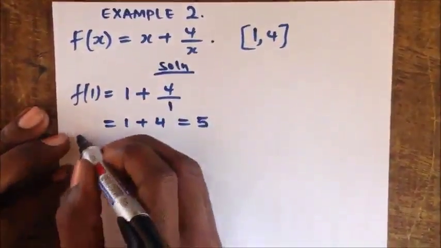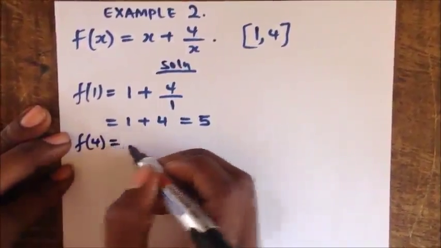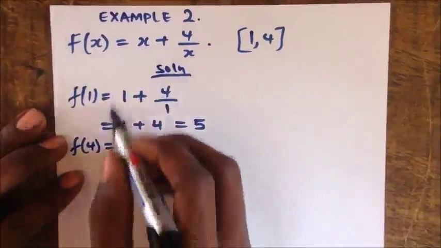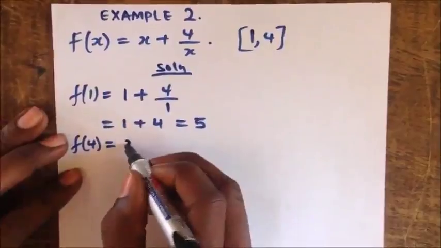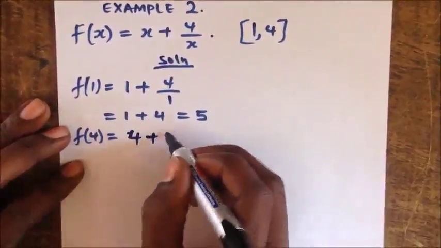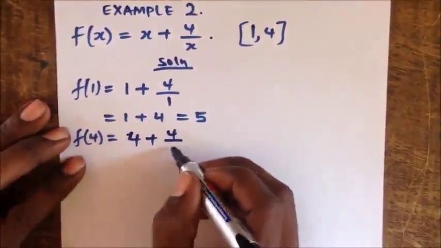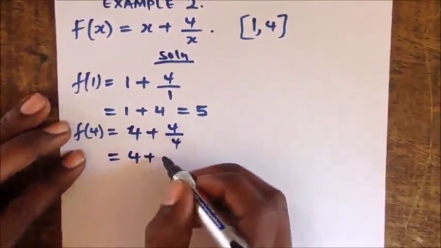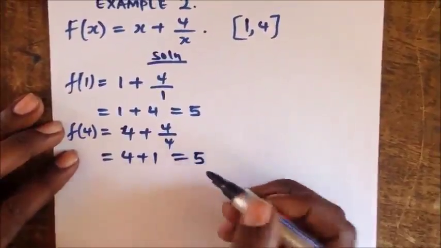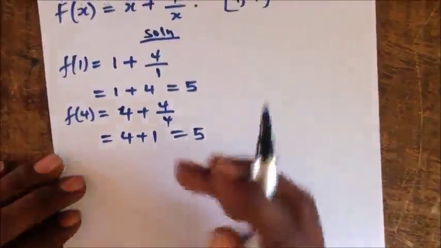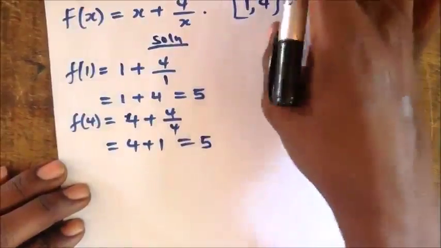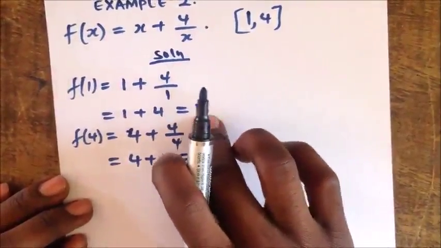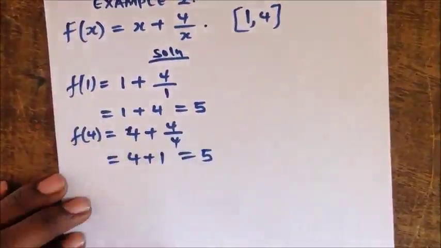Then f of b, and our b is 4. F of 4 is equal to, anywhere we have x in the function, we replace it with 4. We have x, and our x is 4, plus 4 divided by x, and our x is 4, which is equal to 4 plus 4 divided by 4, which is equal to 5. So the function is continuous on the interval 1, 4 because f of 1 is not divided by 0. Likewise, f of 4, the result is not divided by 0.